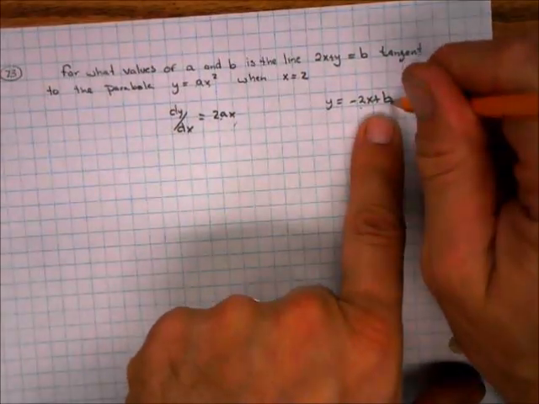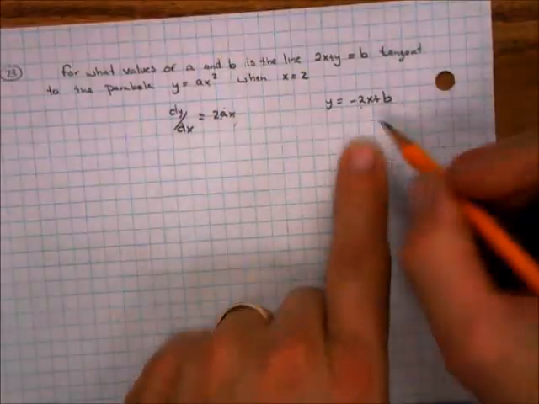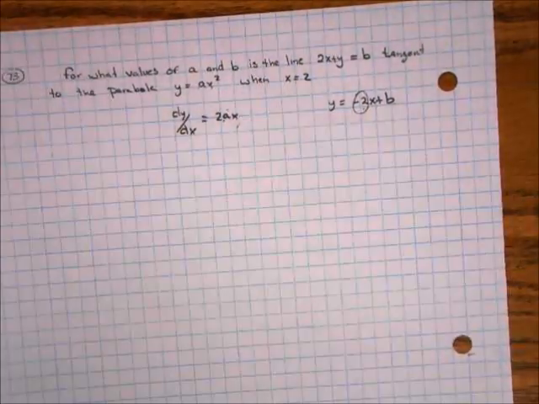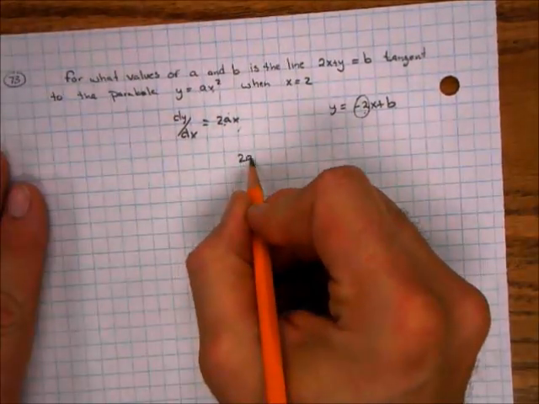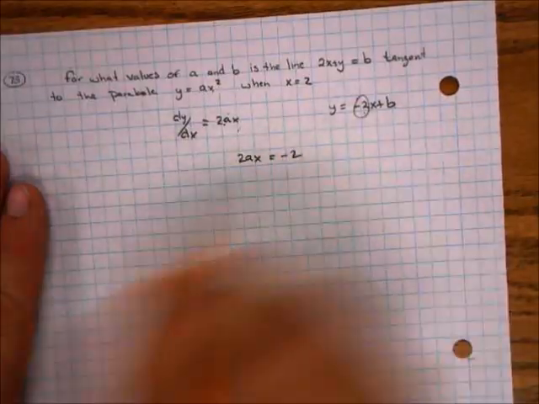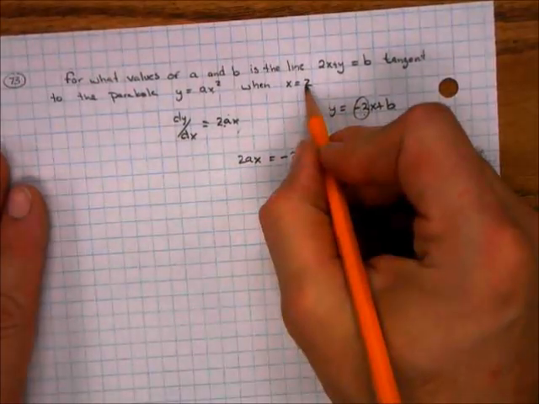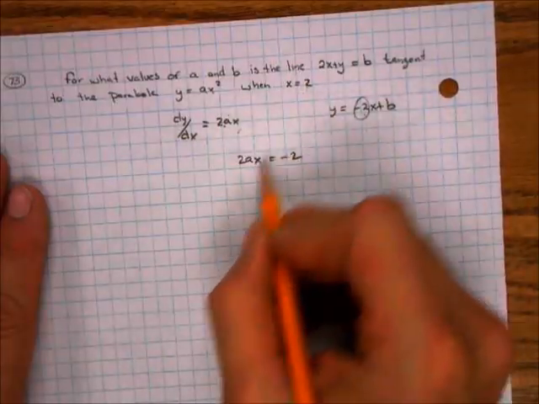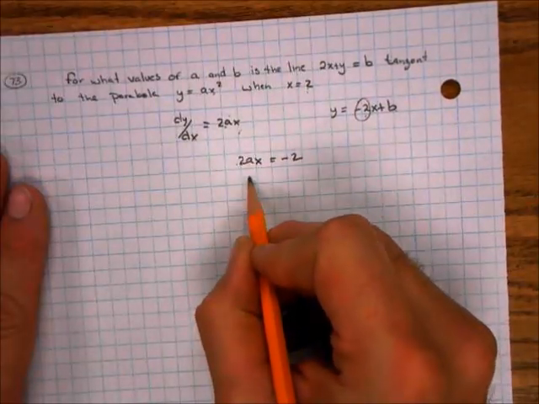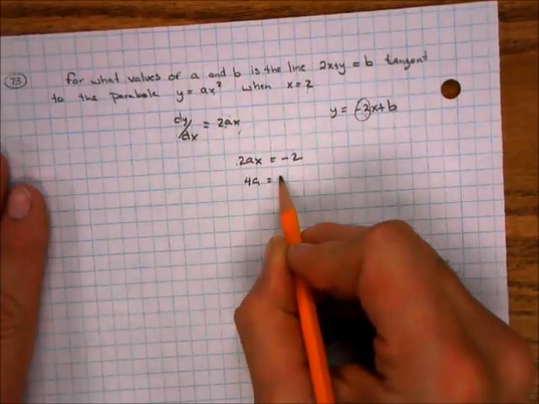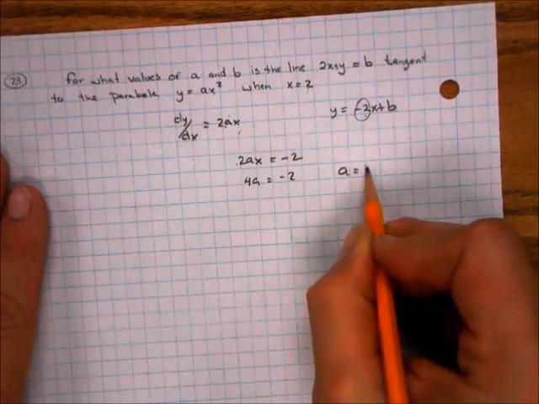This is the tangent line. This is the slope of the tangent line. Well, the slope of the tangent line is sitting right there. So 2ax is equal to negative 2. And they gave us the condition when x equals 2. So if I substitute 2 in there, 2 times 2, this is 4a equals negative 2. So a equals negative a half.